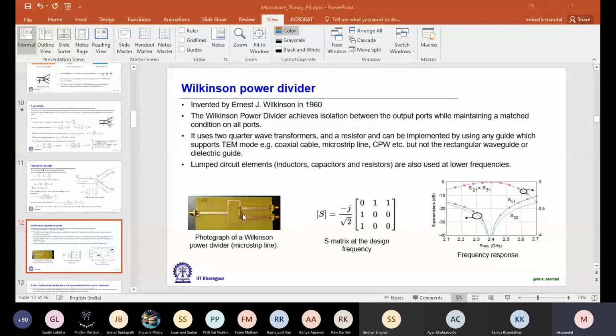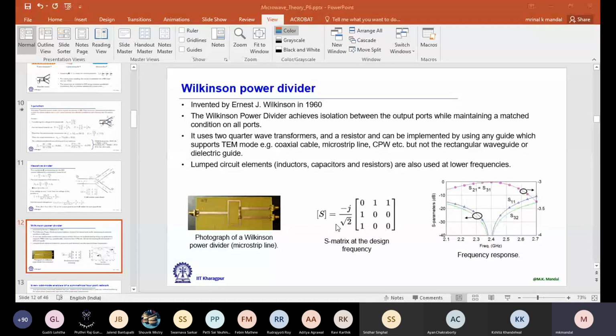So that means the phase angle of S21 and angle of S31 are the same, right? Actually we use a 90-degree delay line here. So that's why we will have angle of S21 equal to -90 and angle of S31 equal to -90. It is delayed, so minus.